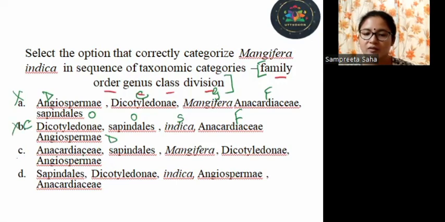Lastly, we have Anacardiaceae, that is family. Sapindales, that is order. Mangifera is the genus. Dicotyledonae is the class, and Angiospermae is the division. So yes, this is the correct option. This is the exact sequence that they have asked for: family, order, genus, class, and division. And lastly, you can check the last option also, but since you have got only one answer, the last one will automatically be opted out.